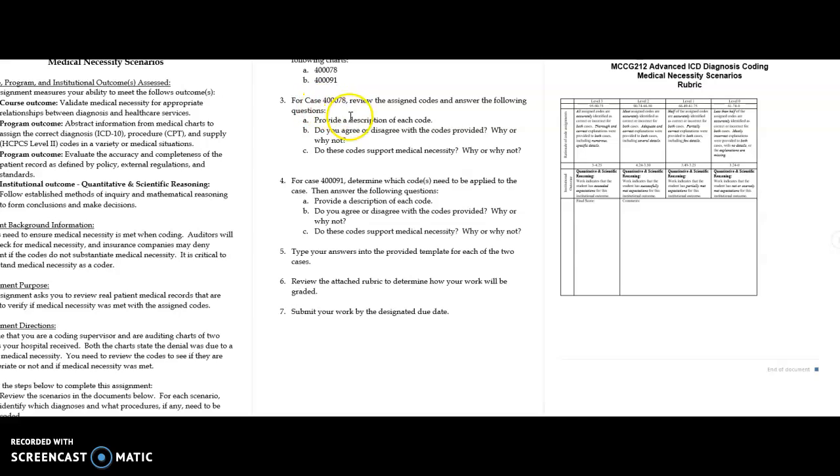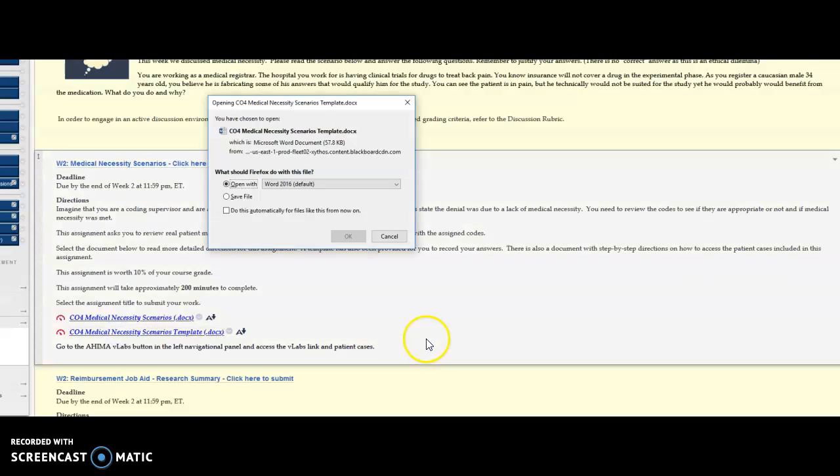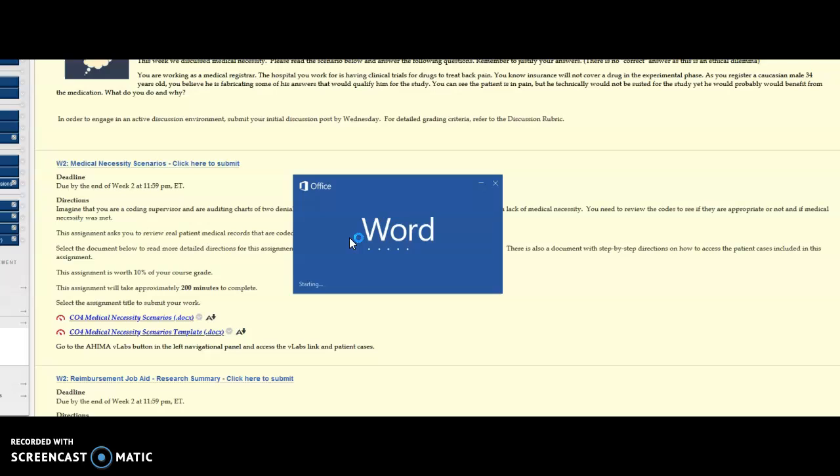What it's asking you to do is provide a description of each of the codes and do you agree with it or not? Do these codes support medical necessity? And if so, why? Why not? These have actually already been answered. So what you're doing is basically auditing the scenarios.